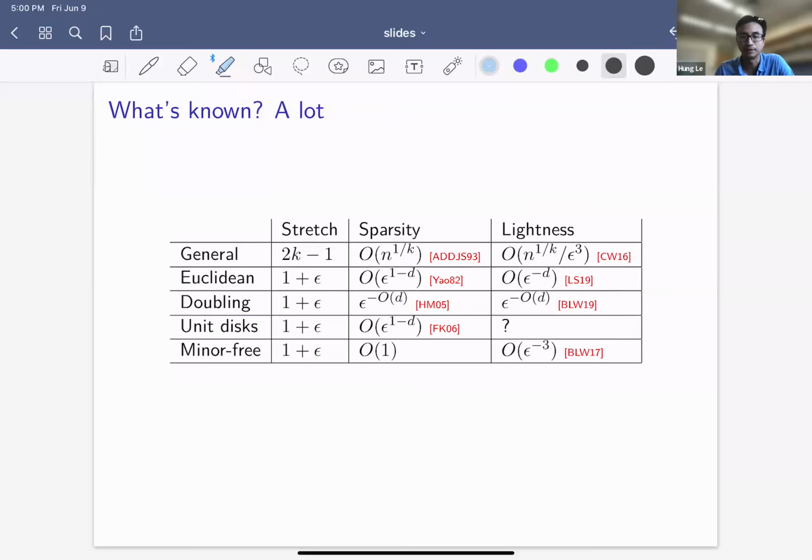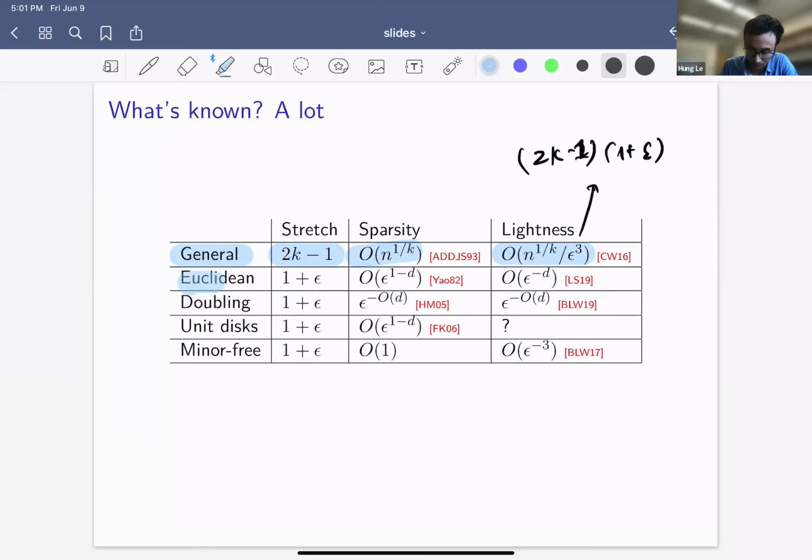So what's known about spanners? Well, a lot. Spanners have been studied for decades. For example, in general graphs, if you are looking for a spanner with stretch 2k-1 for any integer k, then it's known how to construct a spanner with sparsity n^(1/k). And if you're looking for a light spanner, then it's known how to construct a spanner with lightness n^(1/k) over epsilon cubed. For a light spanner, the stretch is (2k-1) times (1 plus epsilon), which means that we lose some epsilon in the stretch to get a light spanner.